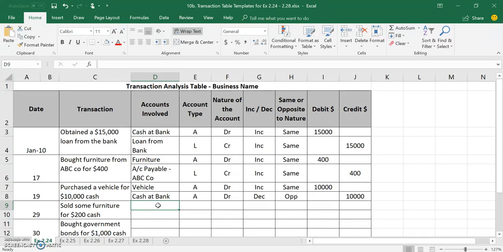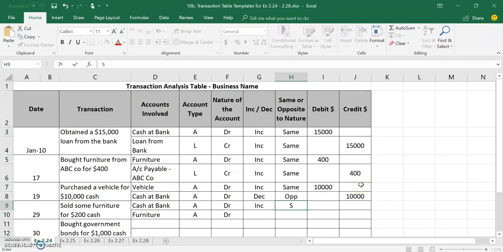All right, so now I sold some furniture for $200 cash. If I'm selling it for cash, my bank account is going to increase as a result of that cash that I've got, and my furniture account is going to be the other account that's impacted. Like we said above, both of those are asset accounts, and because they're assets, their nature is debit. This time my cash at bank account is going to be increasing because I've sold that furniture and I'm going to be getting some money.